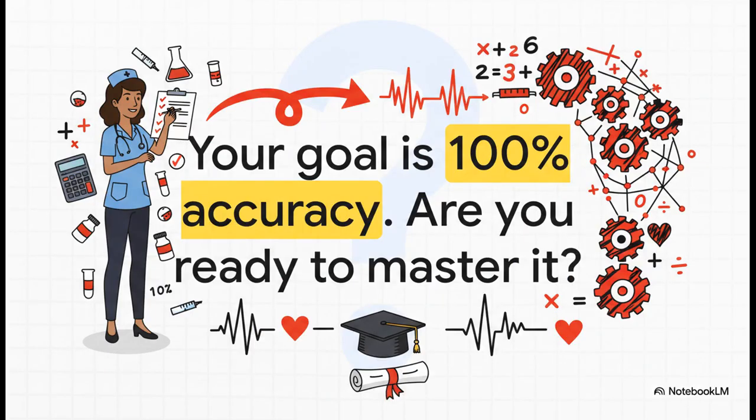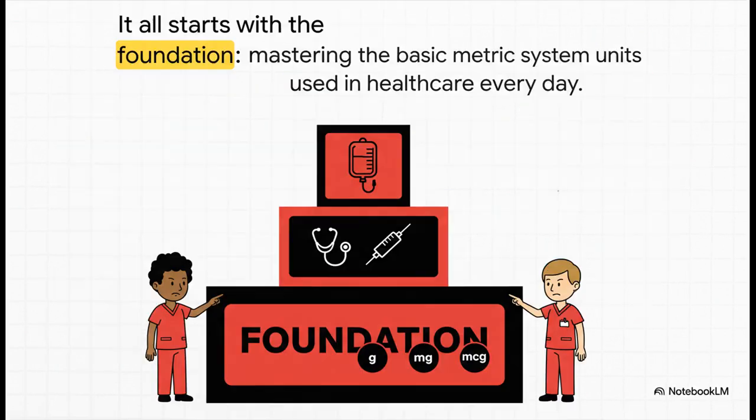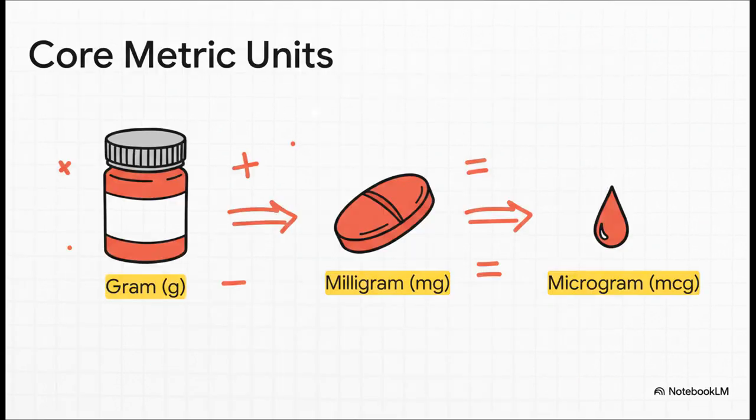This is why your program probably demands a perfect score. Your goal is 100% accuracy. Let's get you there. Okay, so it all starts with the basics, mastering the metric system for healthcare. We're going to focus on grams, milligrams, and micrograms. You have to know how they relate.